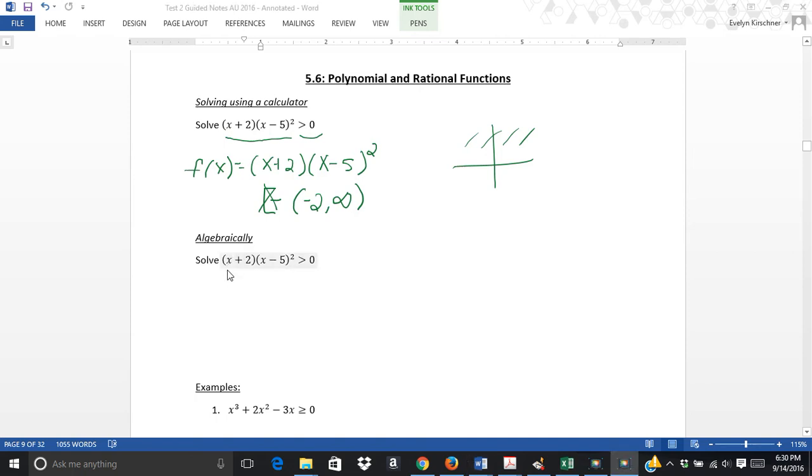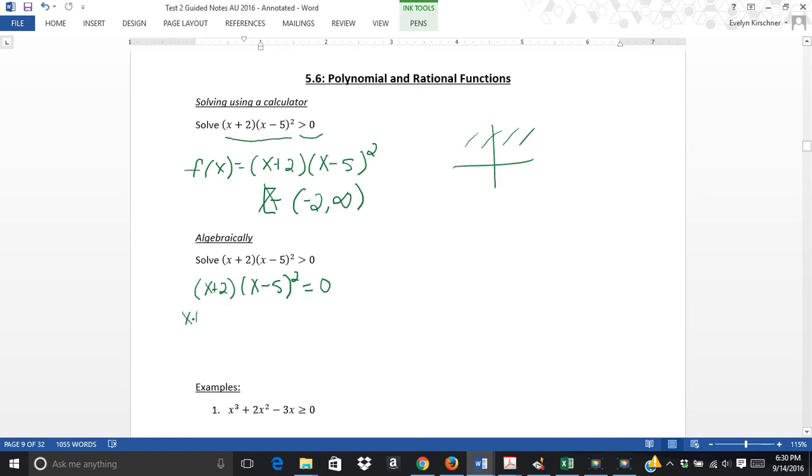We also want to be able to solve these problems algebraically. So when I want to solve one of these algebraically, what I do is I still want to know when it's greater than 0, but first thing I'm going to do is I'm going to take my equation and set it equal to 0. And then I'm going to find my critical points.